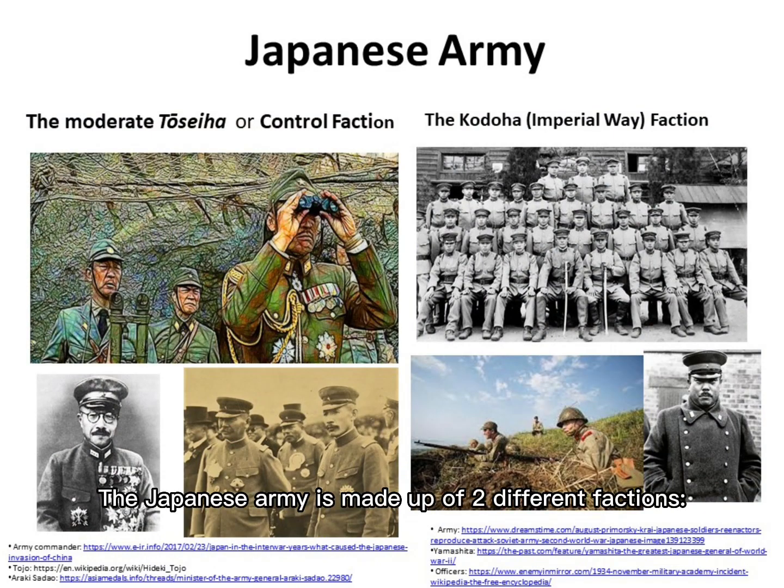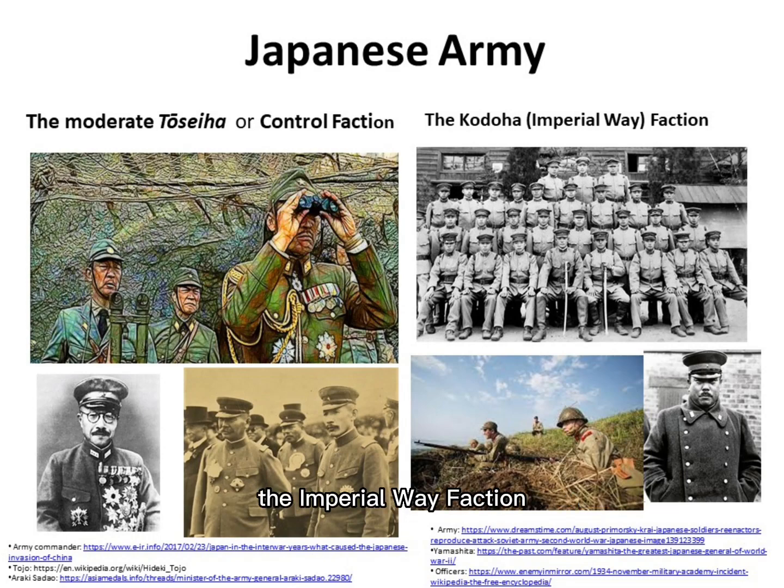The Japanese army is made up of two different factions, the moderate control faction and the Kodoha Imperial faction. The control faction is moderate. They are made up of senior commanders in the army, and they are moderate in their views. However, they think that war with the West, especially the USA, is bound to happen, and they believe that the government should prepare for this. They want the government to work closely with the zaibatsus, or the industry, to develop new weapons. They would give key industry sectors or important construction projects to these zaibatsus.